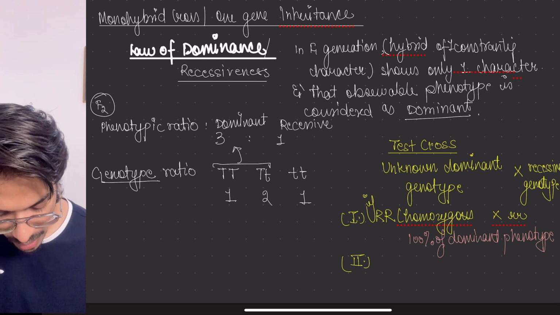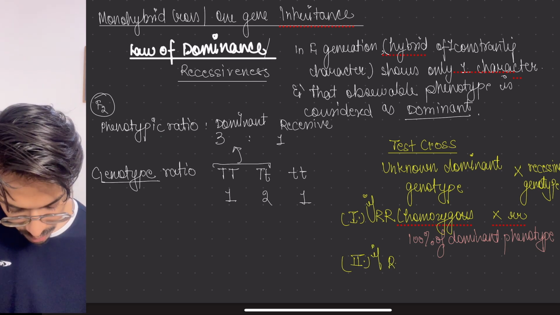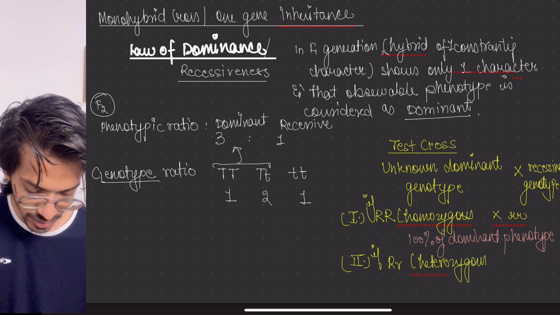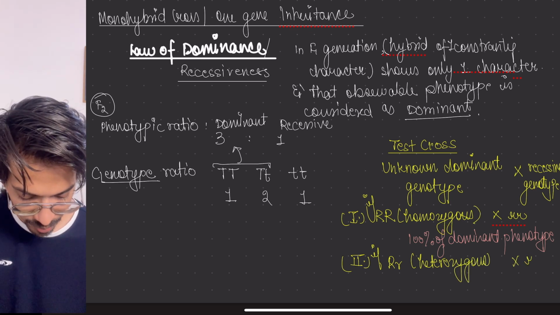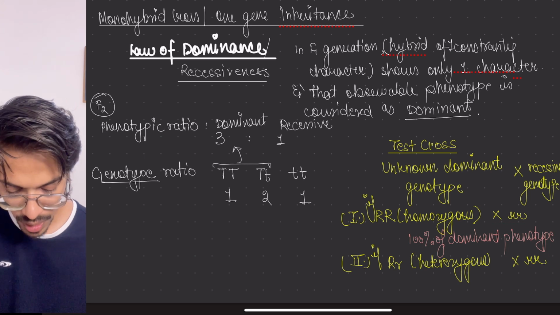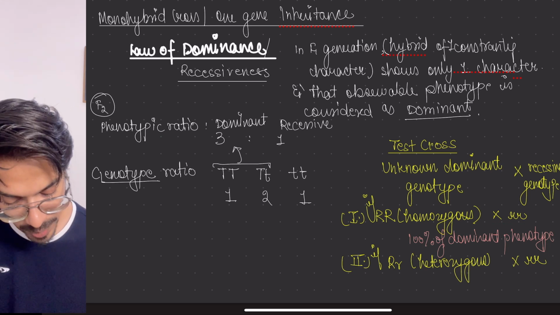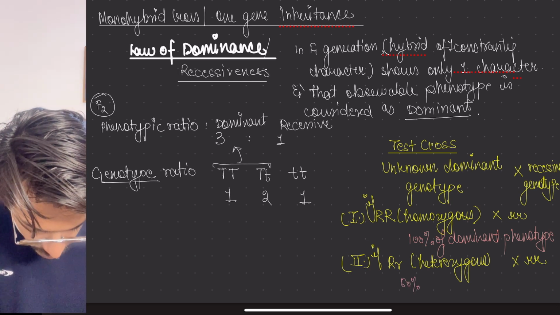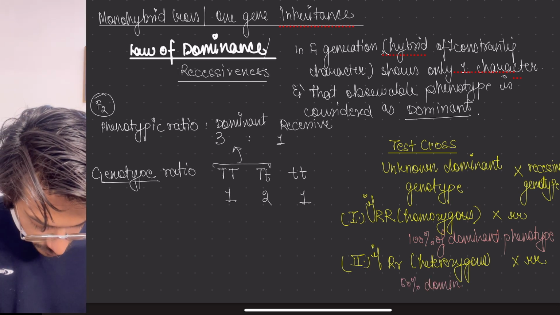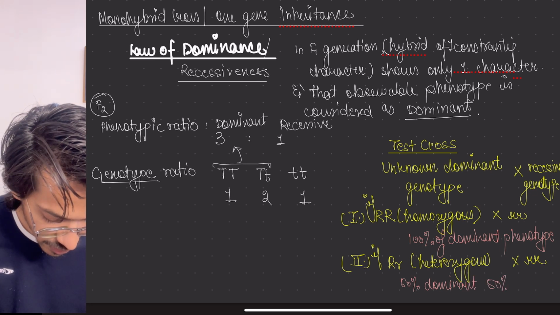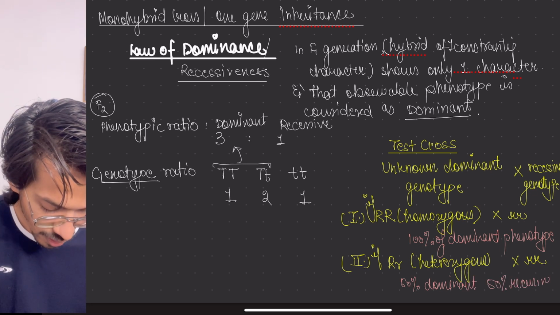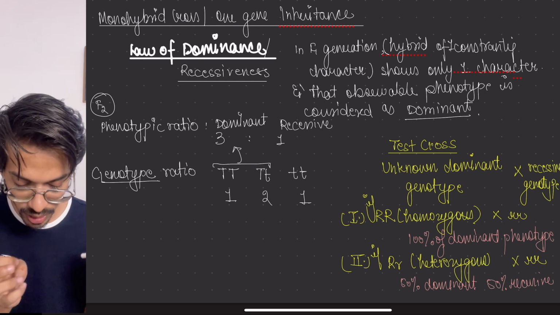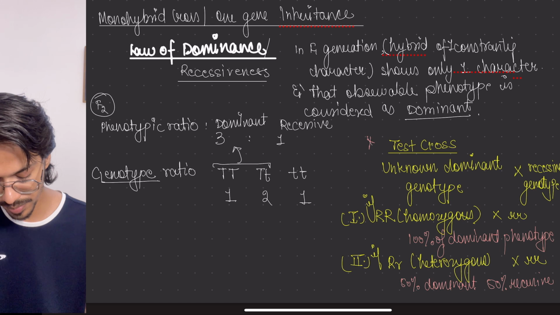progeny. But if the heterozygous condition is there, then we will mix it with them. Then what will happen? 50% will come with the dominant trait, 50% will come with the recessive trait. So 50% dominant phenotype and 50% recessive phenotype. I hope this thing should be clear to you. This is very important. They can ask you questions on this basis.